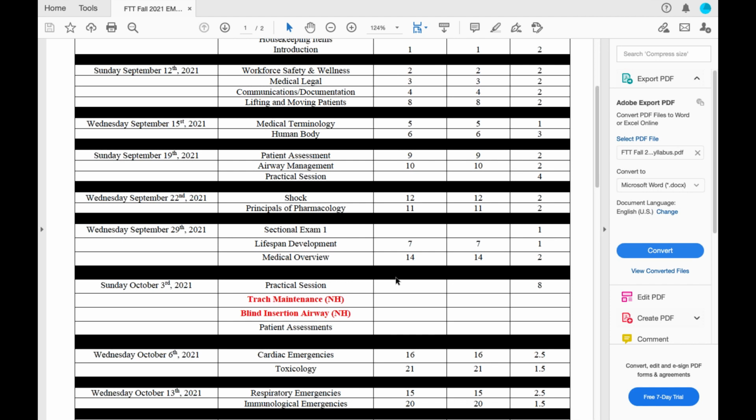Yeah. All right, we'll do that then. That's perfectly fine. And then we can just hammer out all the practical sessions on October 3rd. Like I said, we'll have airway stations set up. We'll have multiple airway heads, all the different training stuff that we're going to need. We're also going to do trach maintenance and blind insertion airway that day as well.